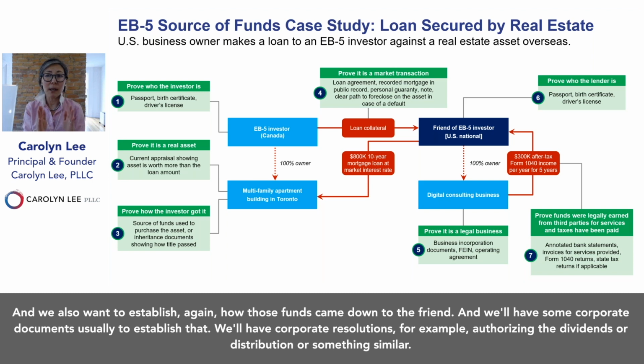And we also want to establish, you know, again, how those funds came down to the friend. And we'll have some corporate documents usually to establish that. We'll have corporate resolutions, for example, authorizing the dividends or distribution or something similar.